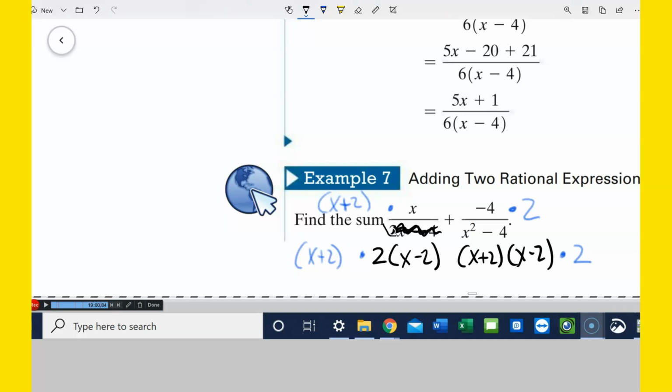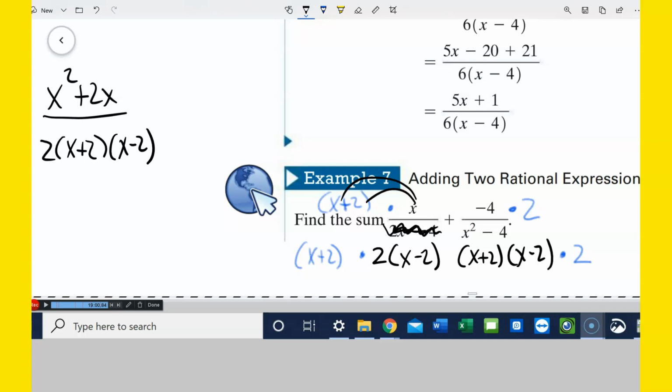Now for this fraction, I'm going to distribute on top. If I distribute on top, that gives me x squared plus 2x. And that's over, I'm not going to distribute the bottom, I'm just going to write it as 2 times x plus 2 times x minus 2, plus, on the top of the right, negative 4 times 2 just gives me negative 8. And on the bottom, again, I've just got 2 times x plus 2 times x minus 2.